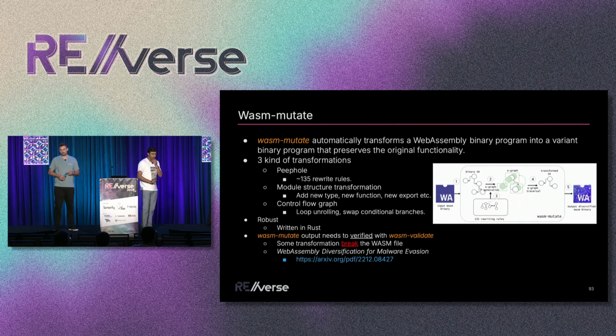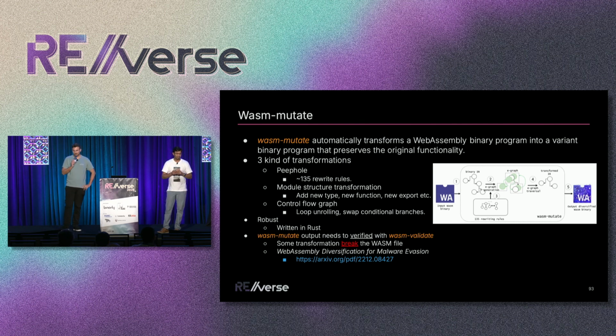So what's Wasm-mutate? Wasm-mutate is a tool which applies 3 kinds of transformation, like peephole optimization, where there are some hard-coded rules. It can add a new function, can delete a function, so some changes to the structure of the program, and then it can change some control flow. For example, you can unroll the loop. So it does some kind of pseudo-obfuscation, we can say.